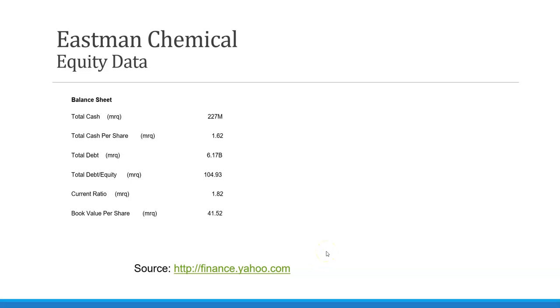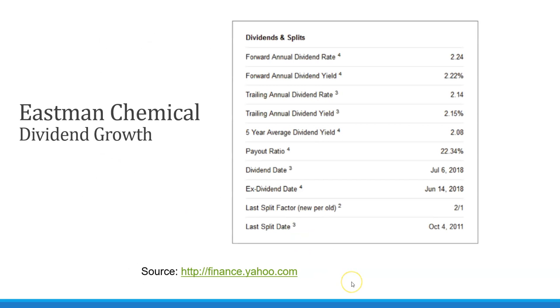Now we're going to look at a comprehensive example. The information for this example is from your textbook, but was pulled from Yahoo Finance about the Eastman Chemical Company. So first, we're looking at their equity data. Information from their balance sheet about their total debt to equity, current ratio, book value per share, etc.